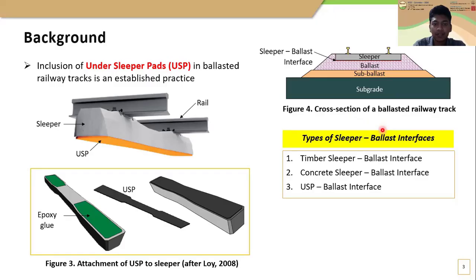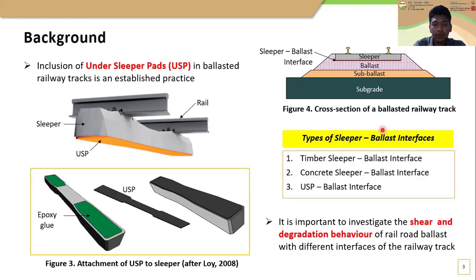Also, in the ballasted track, the shear strength capacity of ballast plays a major role in maintaining the lateral stability of the railway track. At the same time, different sleeper ballast interfaces significantly influence the overall shear behavior of the ballast layer. Not only that, ballast particle breakage is also significantly affected by the surface type of sleeper ballast interface. Therefore, it is important to investigate the shear strength parameters and the degradation behavior of railroad ballast with different sleeper ballast interfaces.